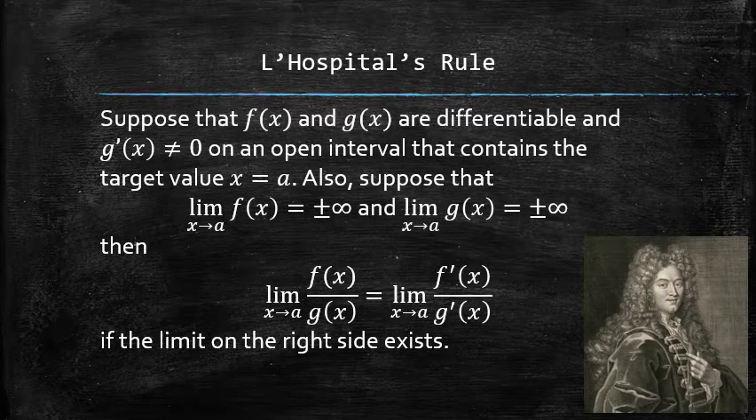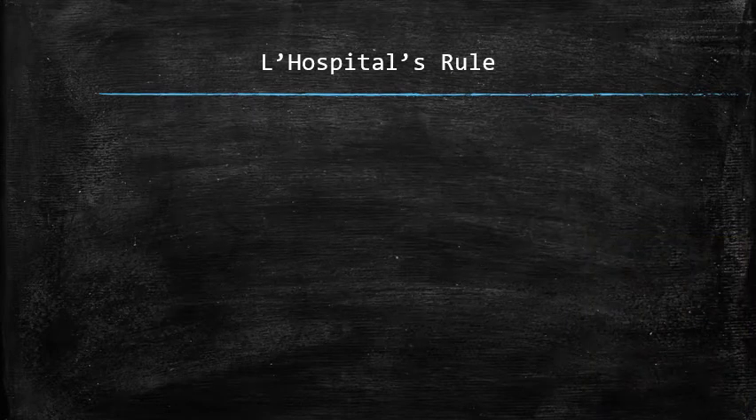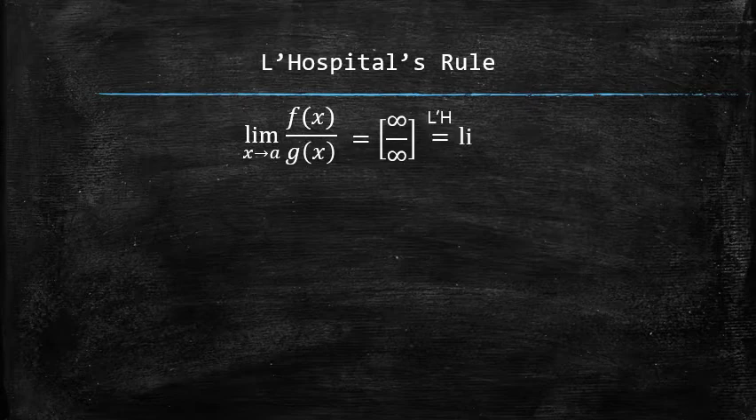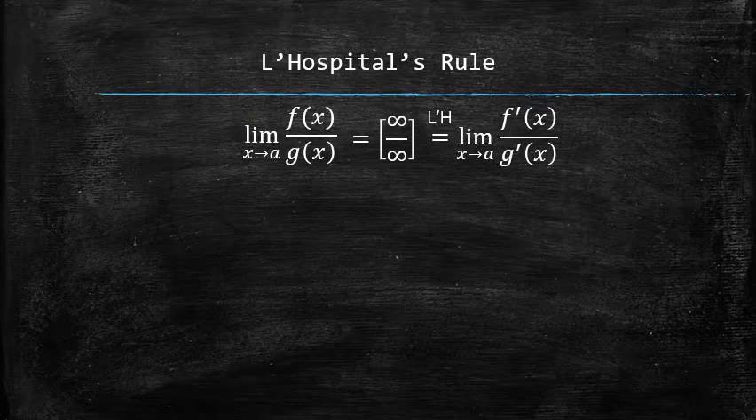L'Hopital's rule also holds when both functions approach positive or negative infinity near some target value a. Which means that if you have a limit of the infinity over infinity type, then according to L'Hopital's rule, it is equal to the limit of the ratio of the derivatives of the numerator and denominator.